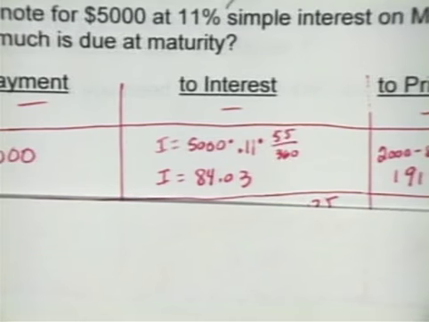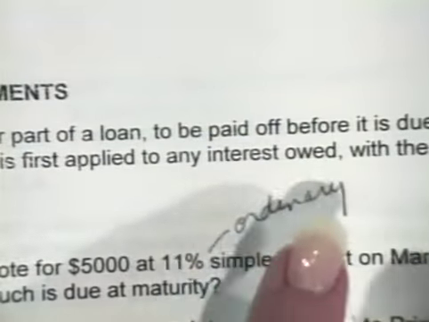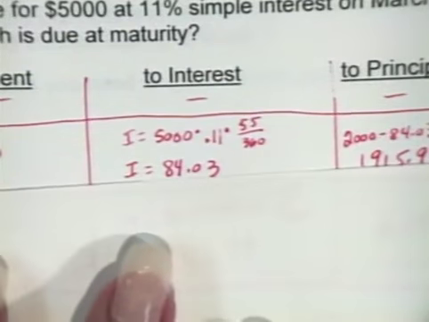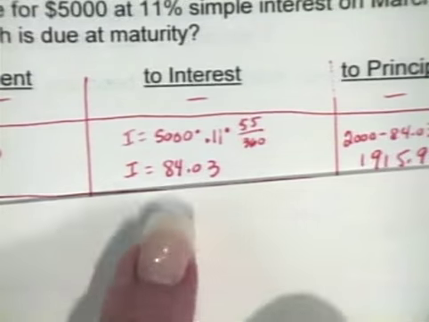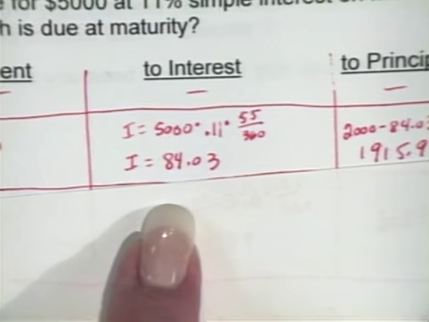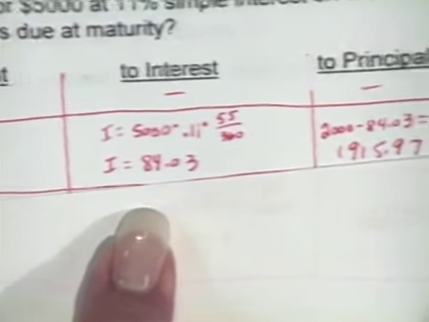What's the question, Kari? It was ordinary. It's not typed in, but I wrote it in, and you need to write it in, ordinary, okay? So at this point, he has accumulated $84.03 worth of interest. He made a payment of $2,000. $84.03 has to go to pay the interest first. Is that all right? So how much went to principal?